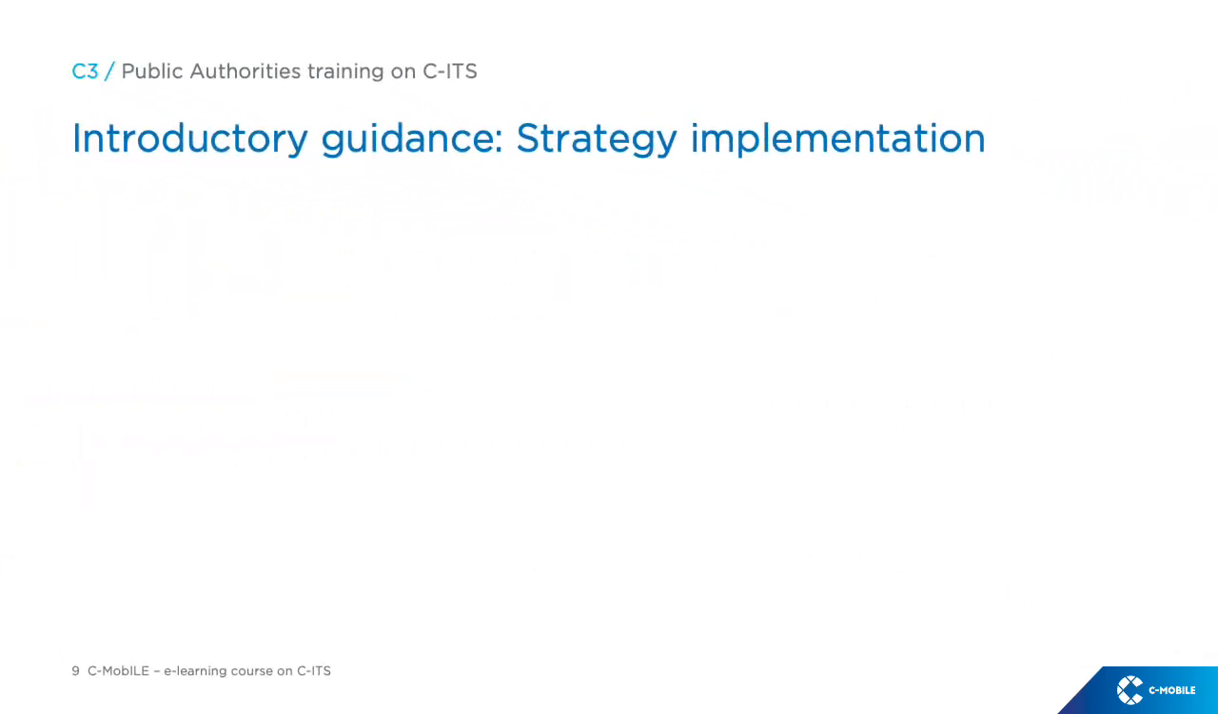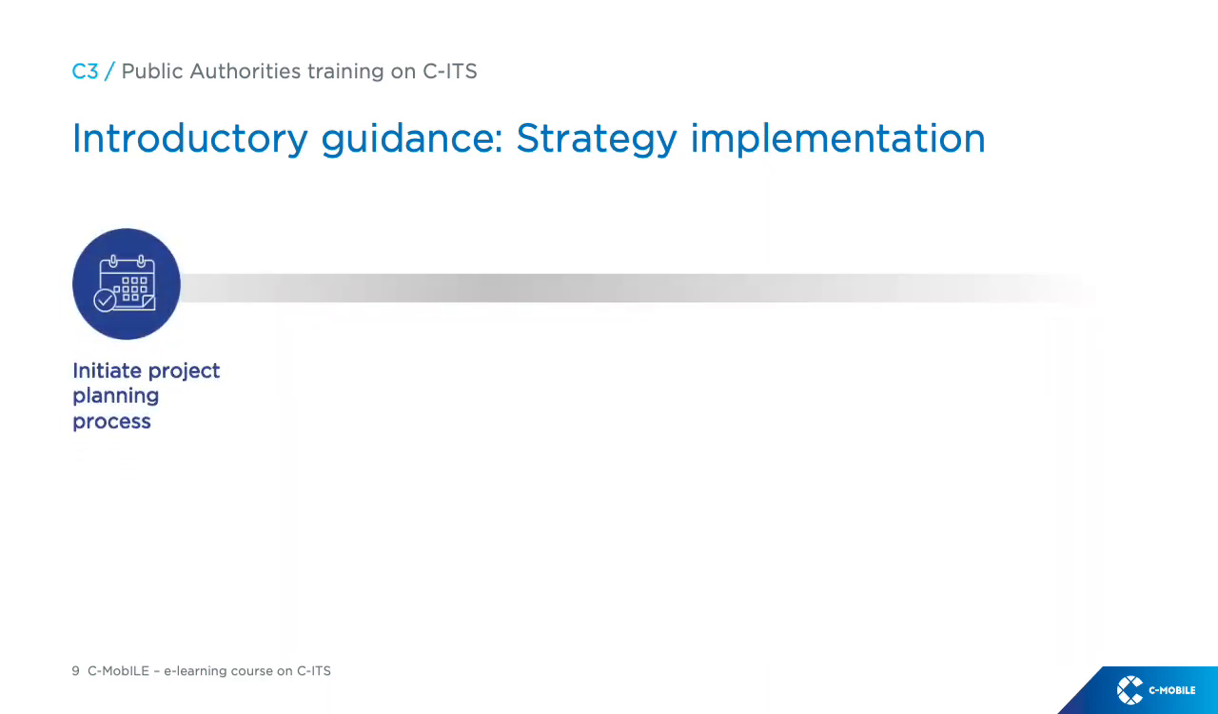Let's now have a closer look at the third step. Once the policy is developed, it is possible to define the strategy to implement CITS solutions in the city setting. Such implementation should include the elements and steps displayed on the screen. The initiation of the project planning process, which includes the identification of different phases, achievements, and means of verification.